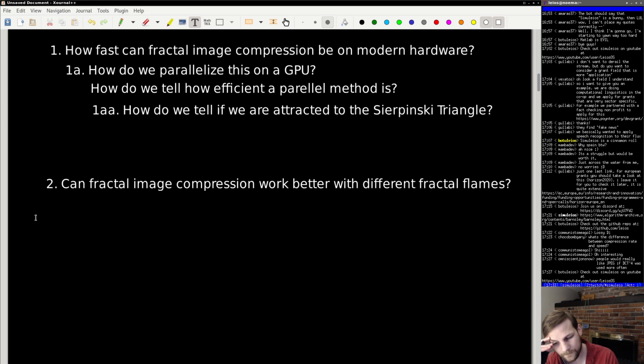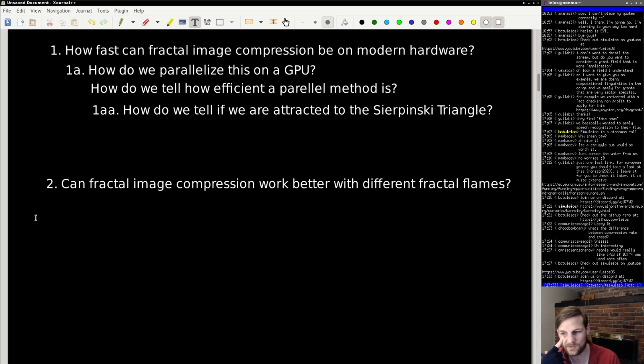I guess the next question is, how fast can fractal image compression be on modern hardware? How do we parallelize this on the GPU? How do we tell how efficient a parallel method is? How do we tell if we're attracted to the Sierpinski triangle? I guess the next thing we want is, can fractal image compression work better on different fractal flames?